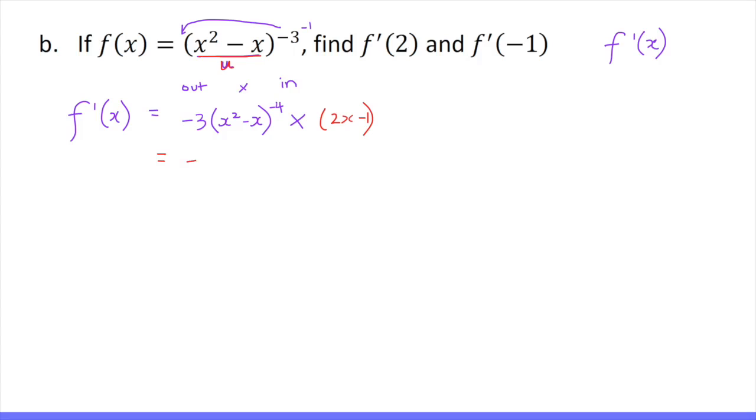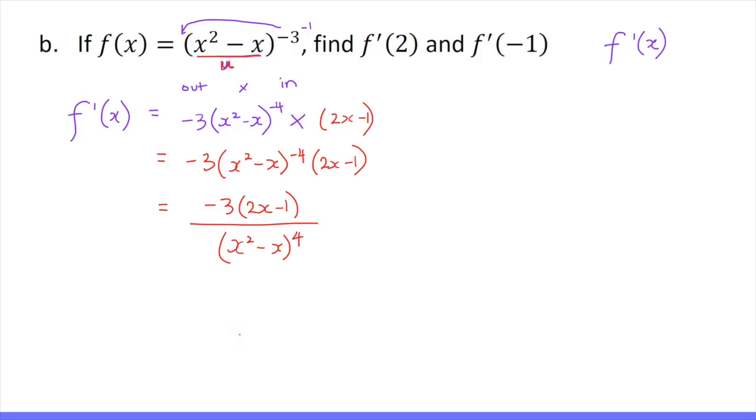That takes us straight to our answer. And if you'd like, to make it a little bit easier to work out our values, we can take our negative power to the bottom. So I will leave 2x minus 1 at the top, and x squared minus x will go to the bottom for the power of +4. All right, let's go ahead and start substituting in.